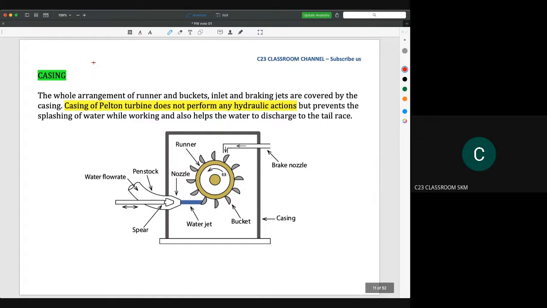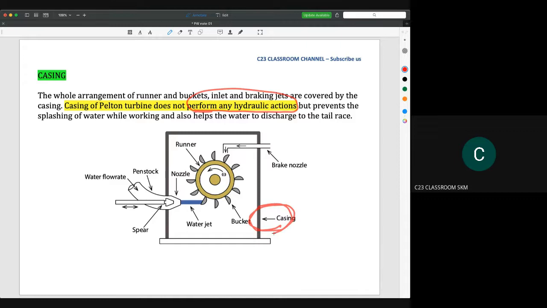The whole arrangement of runner and bucket, inlet and braking jets is covered by the casing. The casing of a Pelton turbine does not perform any hydraulic action. This is a very important point. It only prevents the splashing of water while working and also helps the water to discharge to the tail race. The casing here is actually not so important compared to the casing for a centrifugal pump and Francis turbine. It is because the Pelton wheel can work without casing, because it is working at atmospheric pressure.